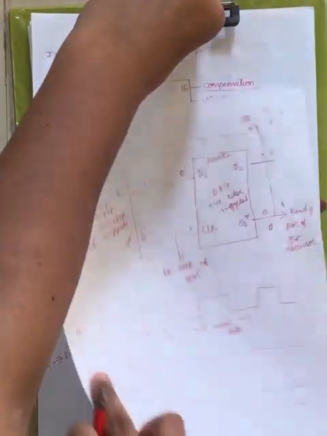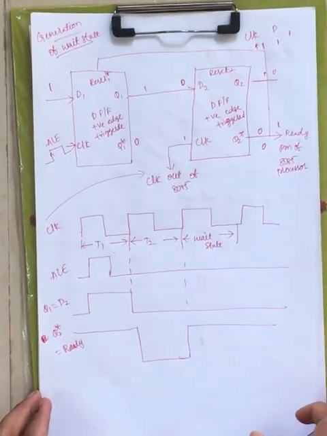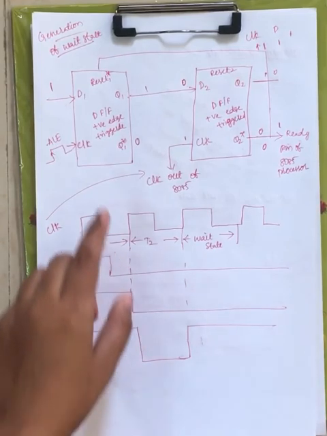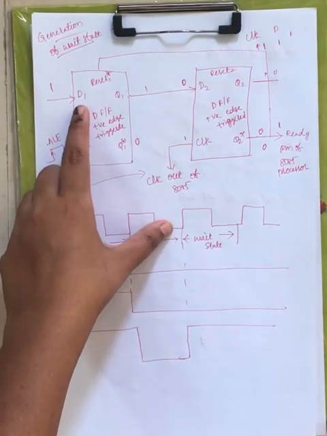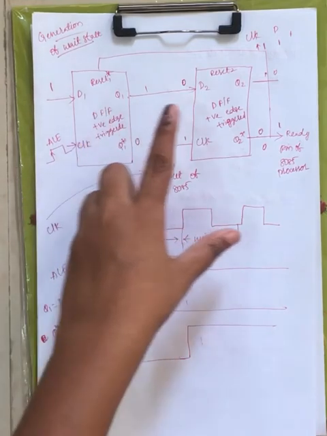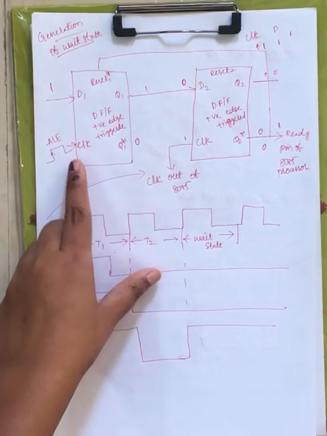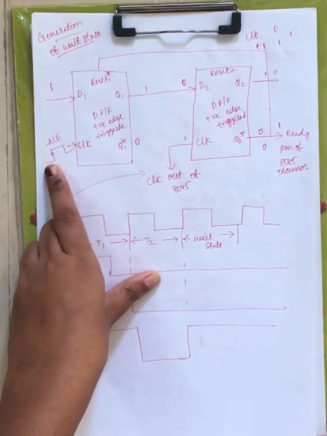Now coming to the generation of wait state in 8085 microprocessor. Here we are using 2 D flip-flops, which are positive edge triggered. You have positive edge triggered flip-flops and negative edge triggered flip-flops; you might have known these terms from your digital circuits. This is the first D flip-flop and this is the second D flip-flop. Here D1 is always high. To the clock signal of the first D flip-flop, we are connecting address latch enable.